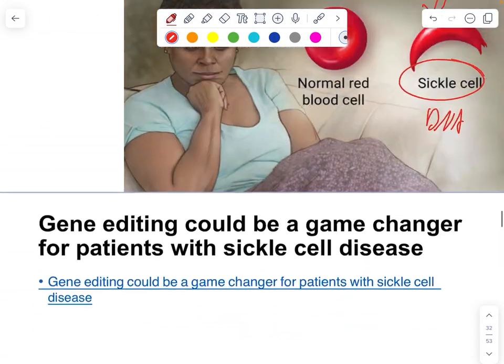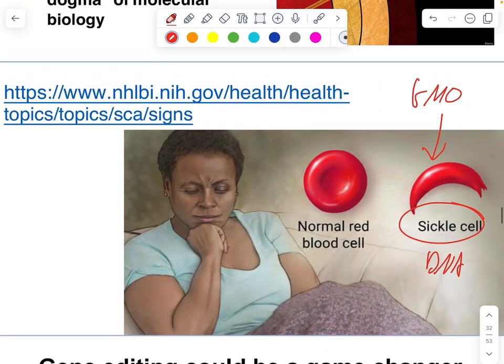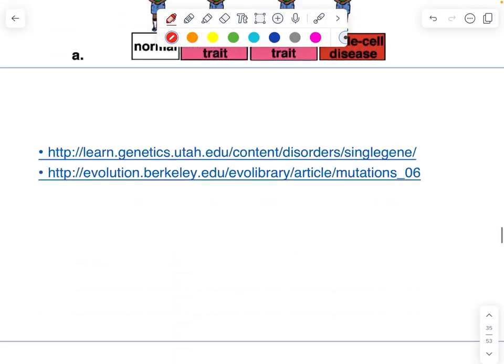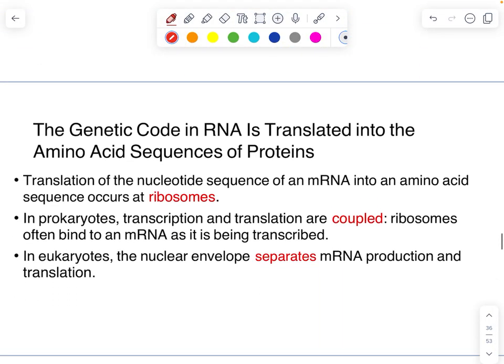And so why does sickle cell happen? Because we have a different code. And that code leads to differences. The genetic code in RNA is translated into the amino acid sequences of proteins. So translation, where we take the code, happens at ribosomes. We're taking mRNA and building a protein, or we're taking the English cookbook, English recipe, and building our pizza.